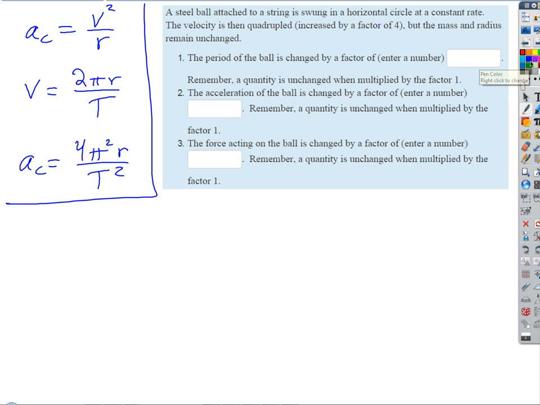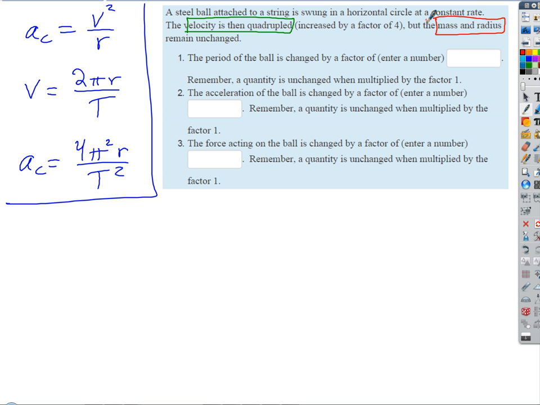So the velocity is being quadrupled. So velocity is changing. That's a variable. What's being held constant? Mass and radius are being held constant. Okay, and so we want to know, what about period? How is the period of the ball changed? Is it changed? By what factor is it changed, right?